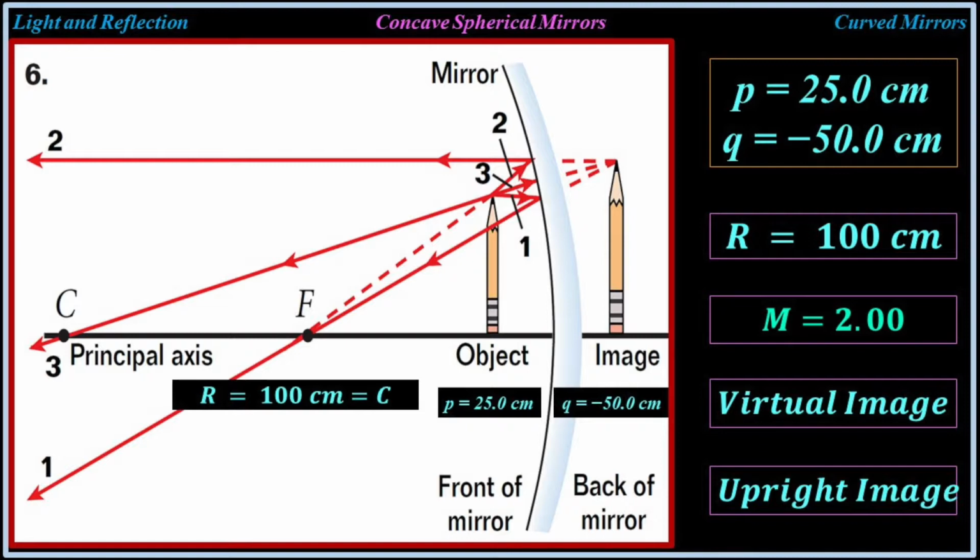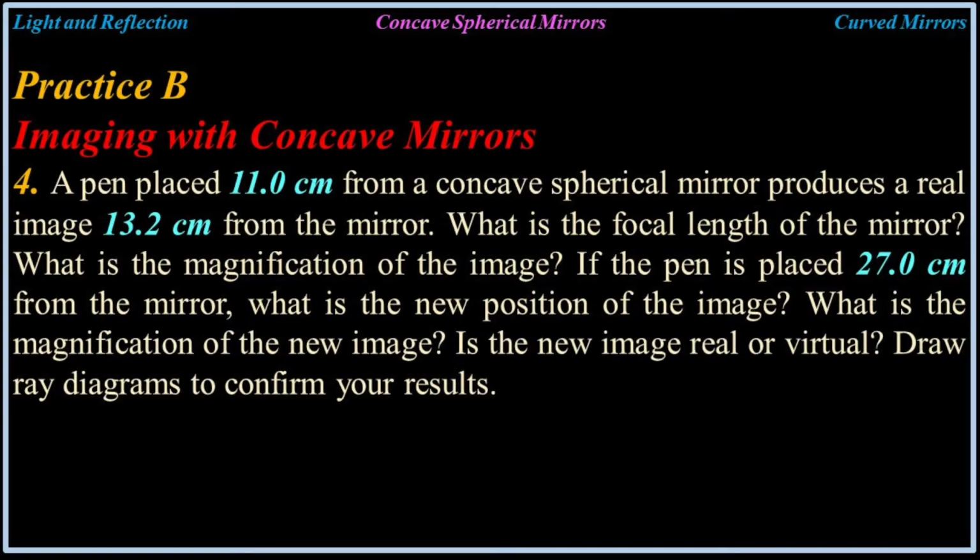And so it's going to be a virtual upright image. A pen placed 11 centimeters from a concave spherical mirror produces a real image 13.2 centimeters from the mirror. What is the focal length of the mirror? What is the magnification of the image?